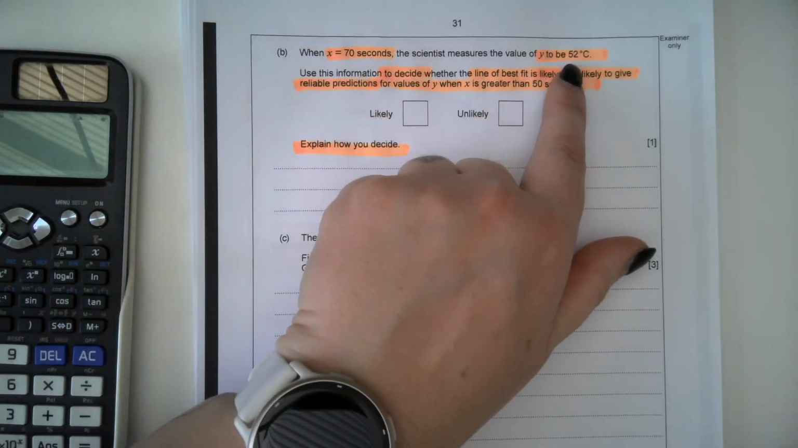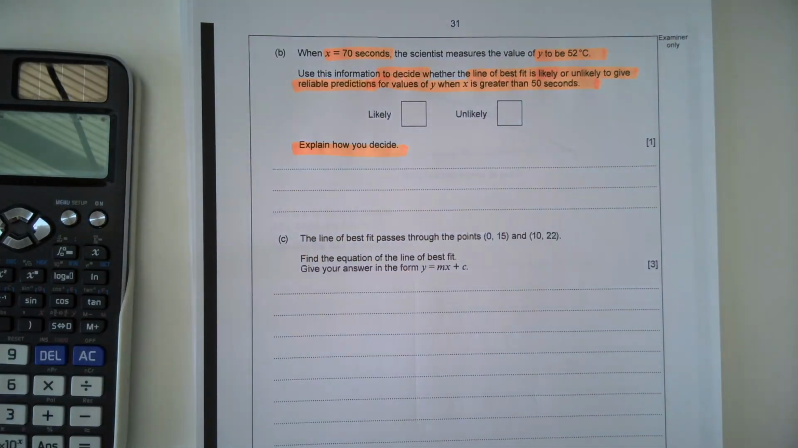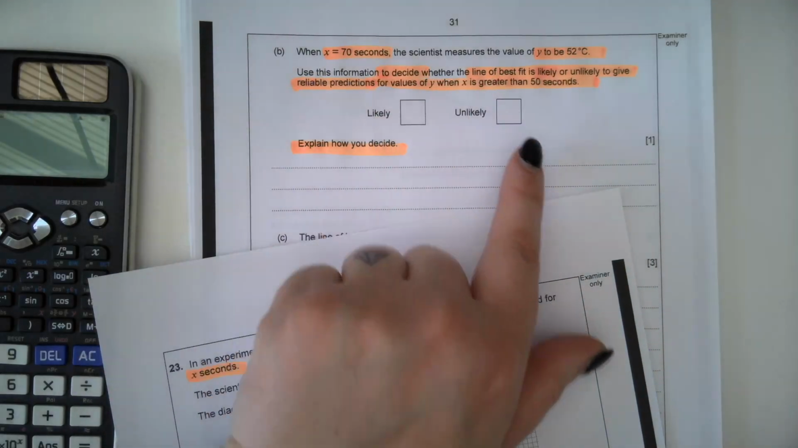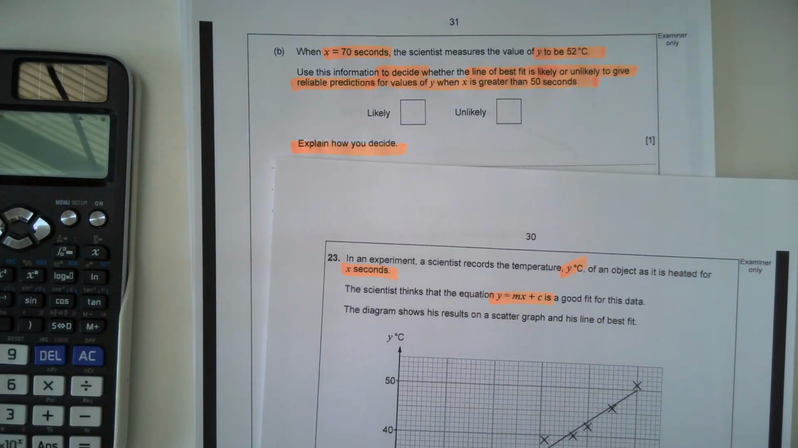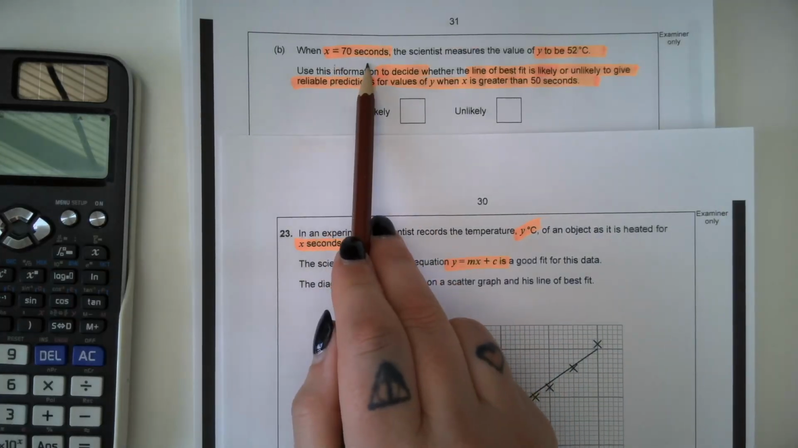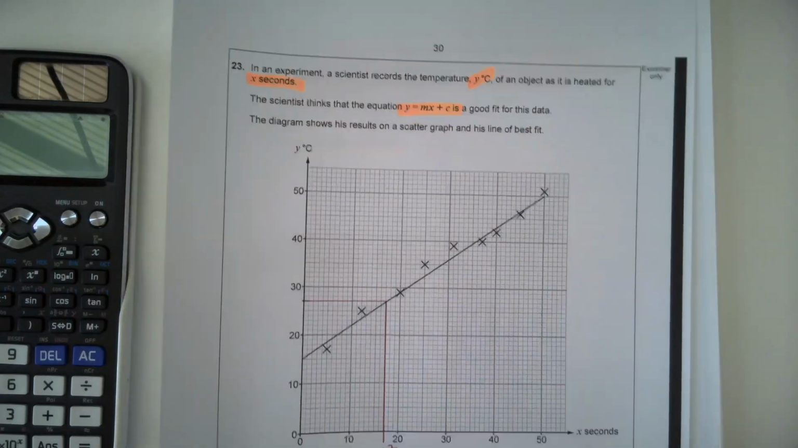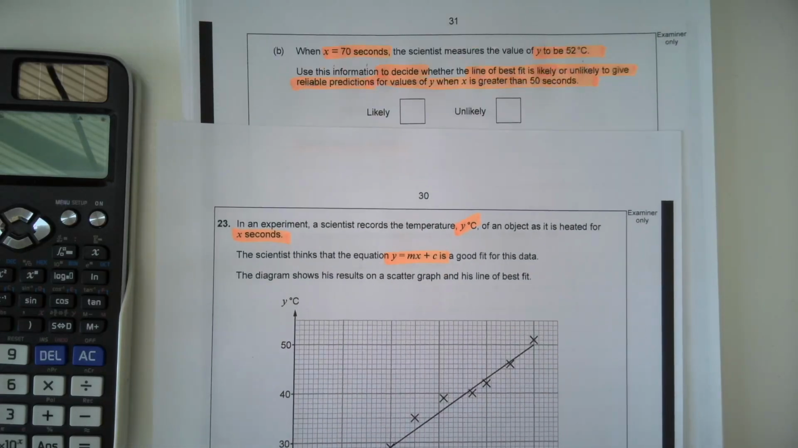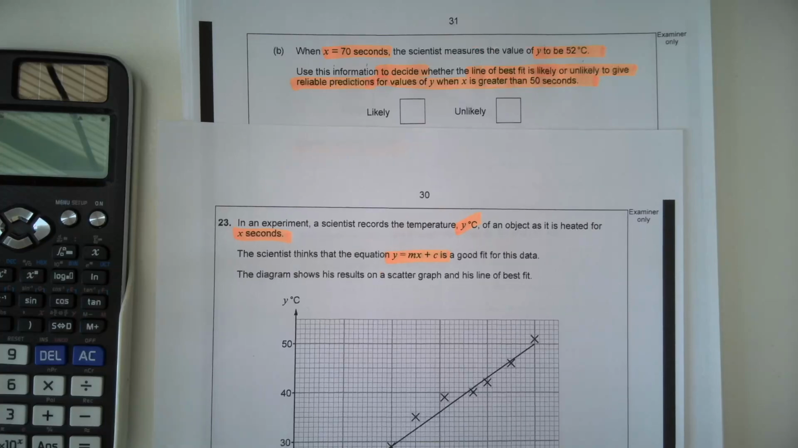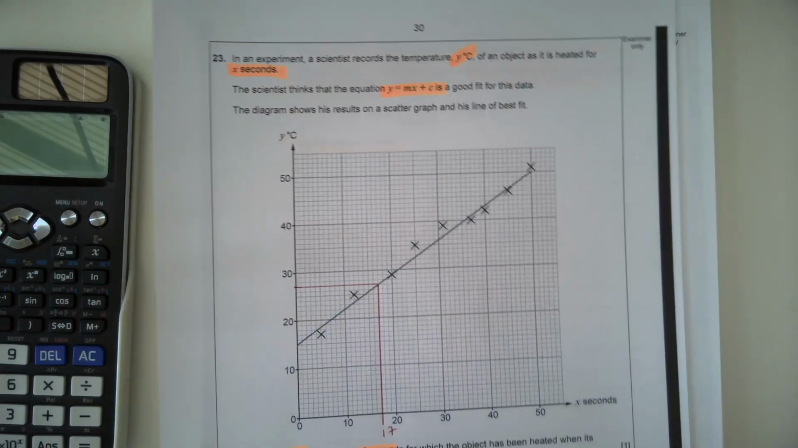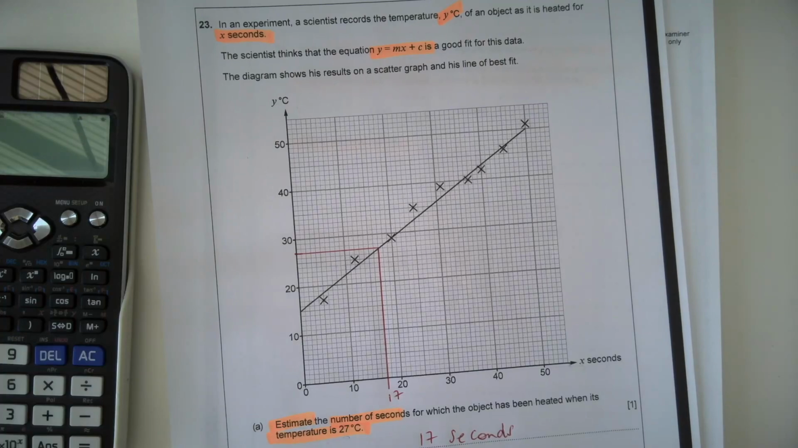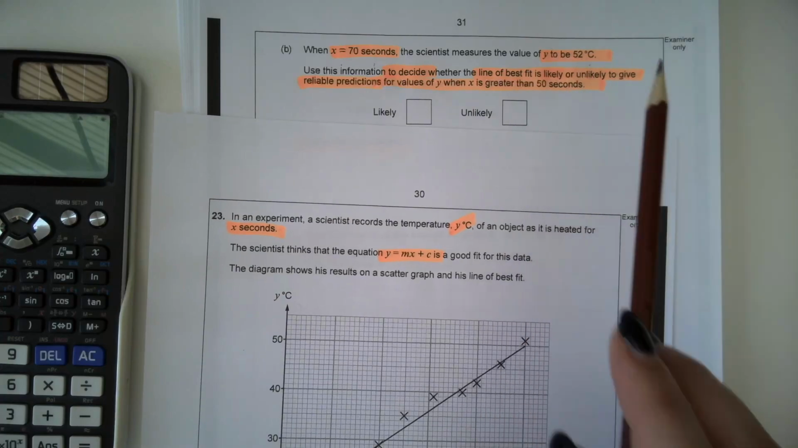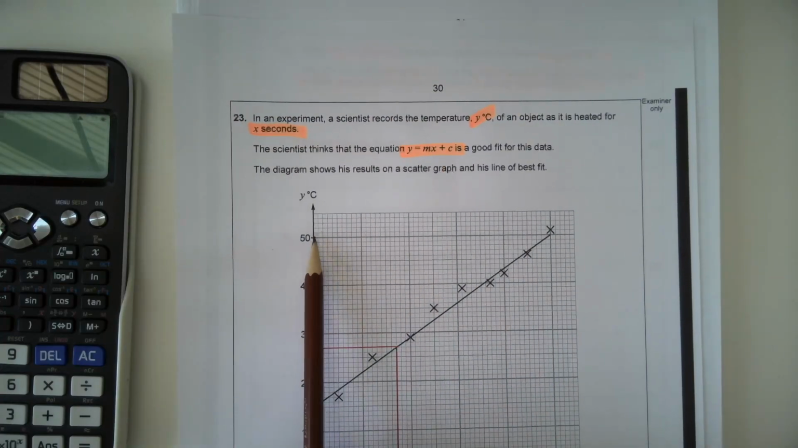So we've got to use this information and the line of best fit. We're going to go back to this graph to start off with. We can't just tick a box, we need to explain why. When x is 70, y is 52. But x doesn't go up to 70 on this axis, so we can't predict from it accurately. So let's think about this. We can estimate 52 here, can't we?